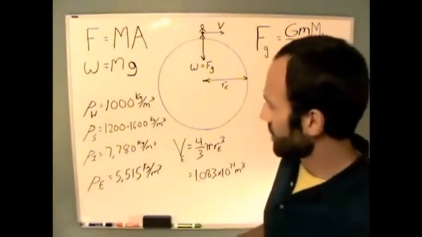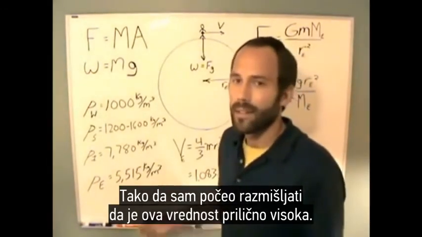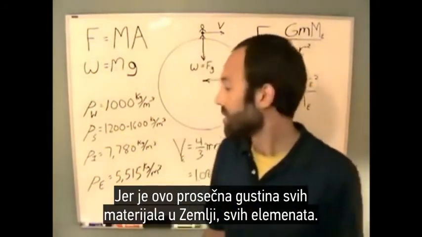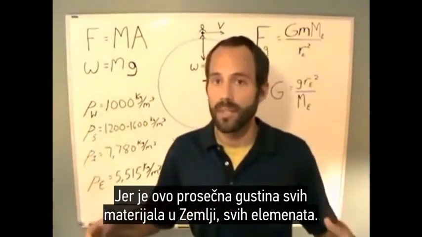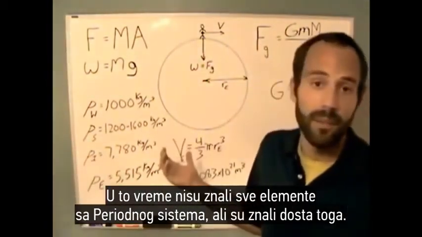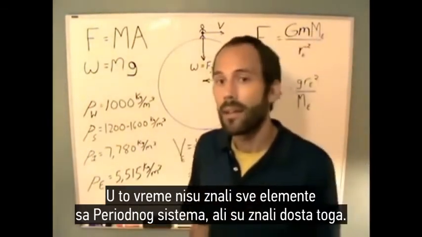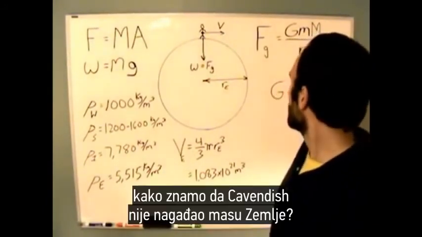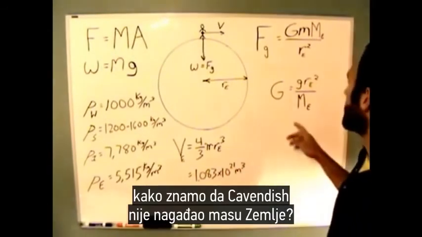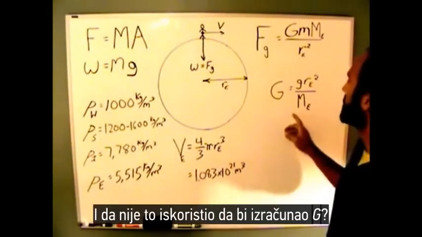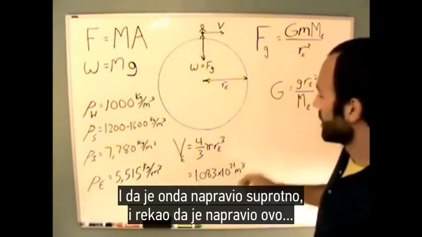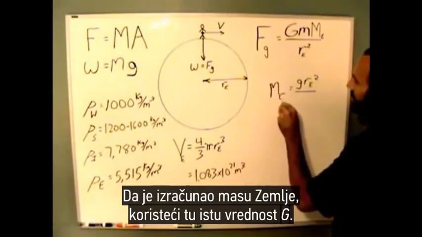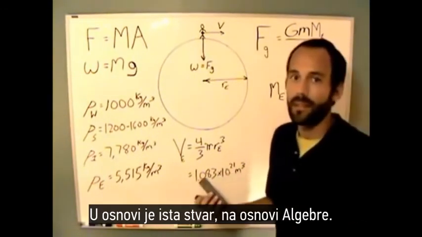So I started thinking, this is pretty high, and that's exactly why we theorize that the Earth has an iron core, because this is the average density of all the stuff in Earth, all of the elements, everything on the periodic table that we know. Now, at the time, they didn't know all the elements on the periodic table, but they knew a lot of things. So if you follow where I'm going with this, how do we know that Cavendish didn't guess this mass of Earth, and then just use it to solve for G, and then do the opposite and say that he solved for the mass of Earth using that value of G? It's the same thing, just based on the algebra.